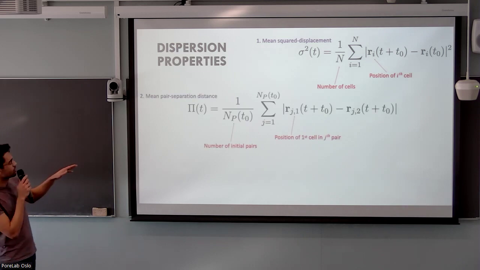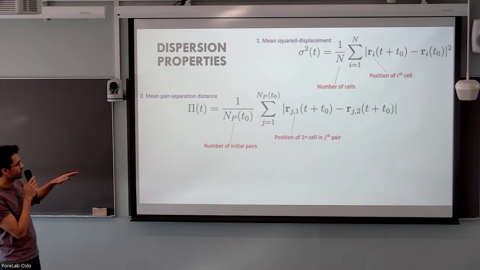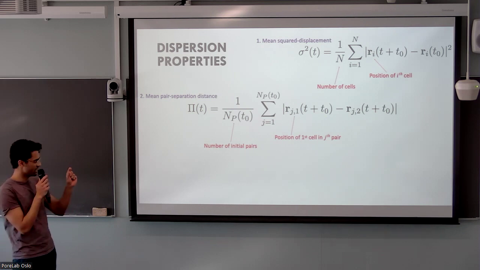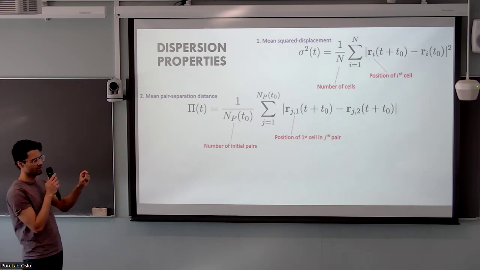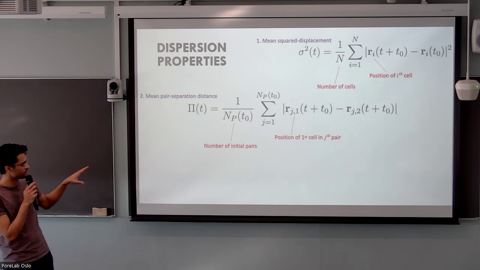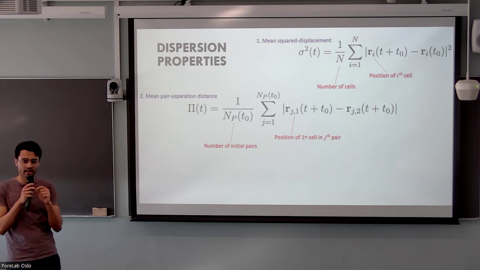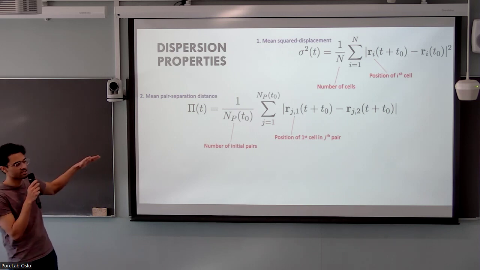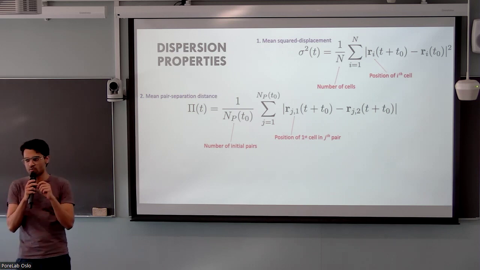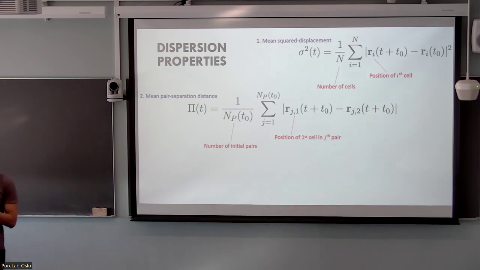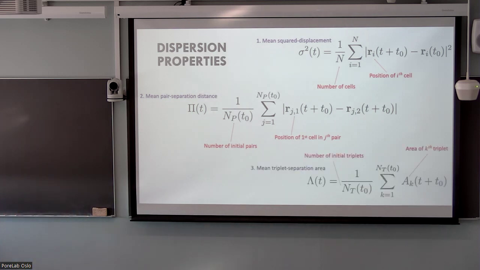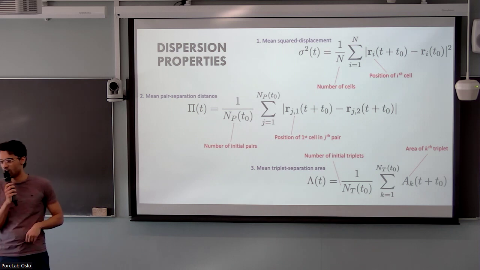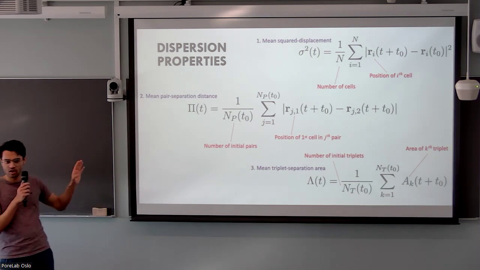We can also look at two-particle dispersion, where we look at two cells that were initially neighbors at some initial time t0. How do they deviate from each other? So we can keep track of that too. This is the average distance of how neighboring cells move away from each other. We can also look at how the triangle area that you saw before evolves with time.